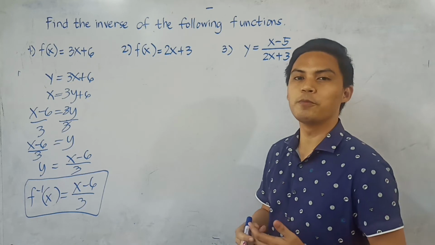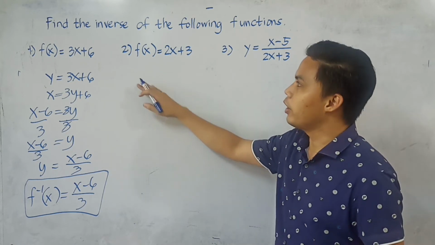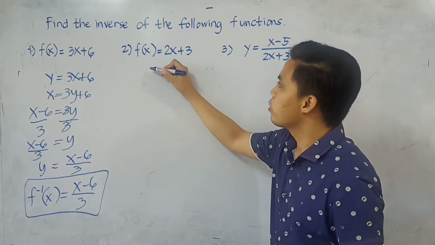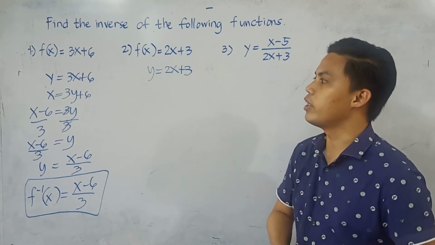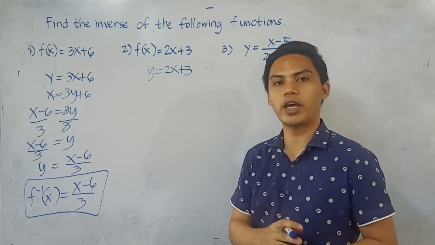Okay, let's solve number 2. f of x is equal to 2x plus 3. So again, yung first step natin, yung f of x, gagawin natin y. So we have y is equal to 2x plus 3. Next step, we're going to exchange the places of x and y.